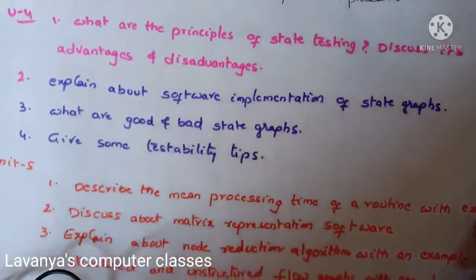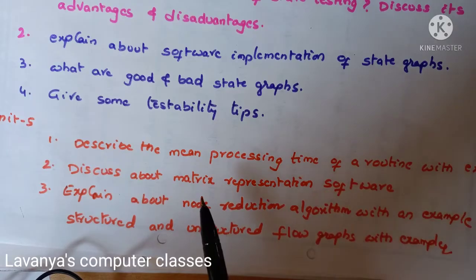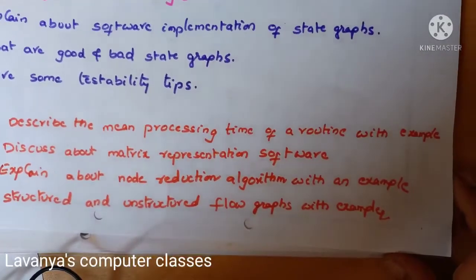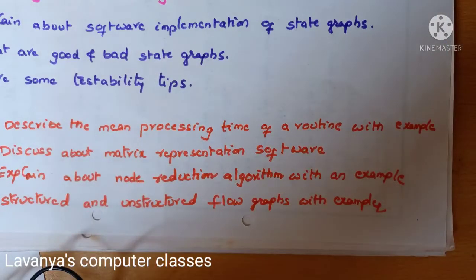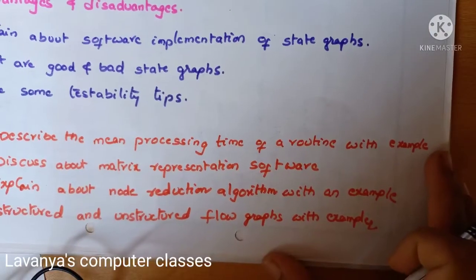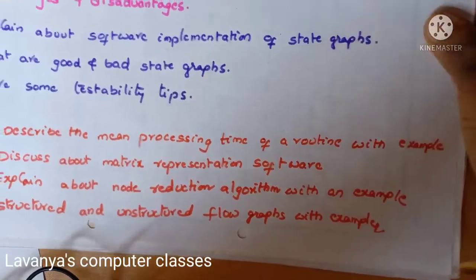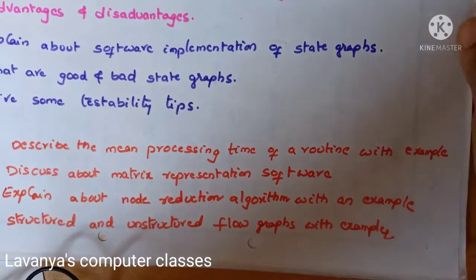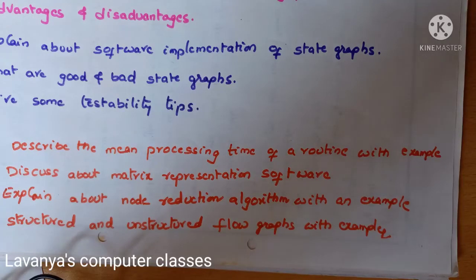And the last important unit is also a simple unit, graph matrices and applications. In this, just read: describe the mean processing time of your routine with examples, and discuss matrix representation of software, or explain about node reduction algorithm with an example. And explain what are the structured and unstructured flow graphs with example. These are some important questions in software testing methodology, and sometimes you'll get numerical problems also. Check everything and read well.